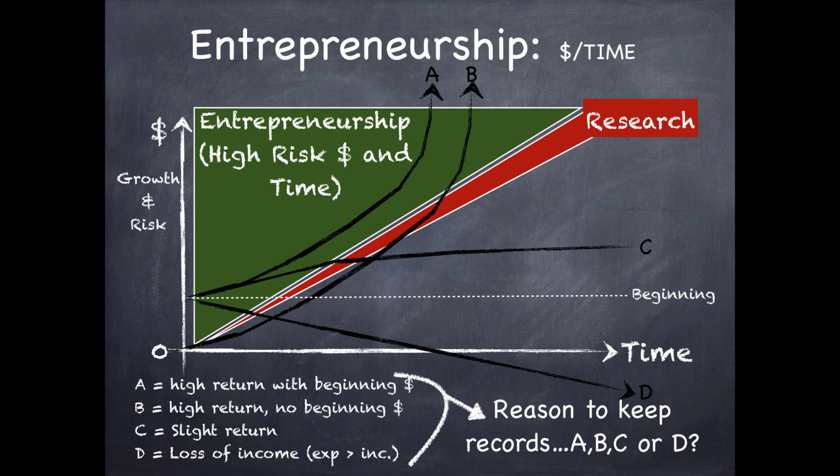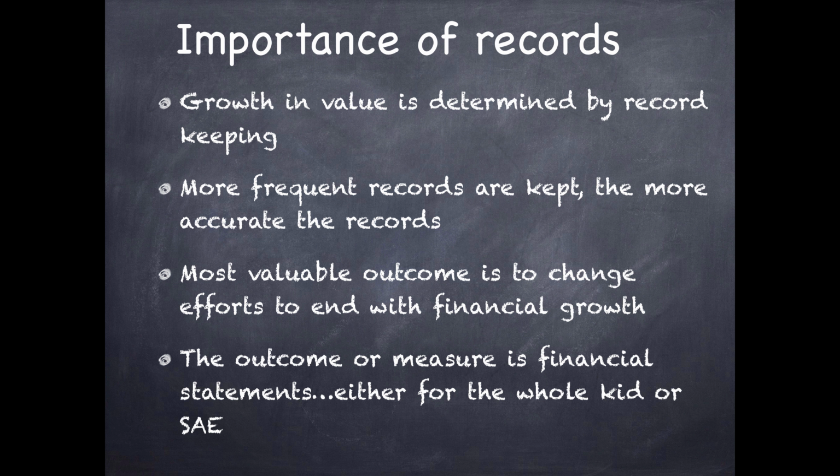In other words, did the student grow financially in their records? So here's the importance of records: the growth in value is determined by record keeping. So we keep these records so we can keep up with A, B, C, and D. The more frequently students keep those records, the easier time it is to understand the A, B, C, or D outcome. Really, the most valuable outcome is so the student can change what they do in their next SAE to end with financial growth. So if a student is in situation A, they need to keep doing that. If a student is in situation D, we need to make some changes so that we can actually create that growth to happen.